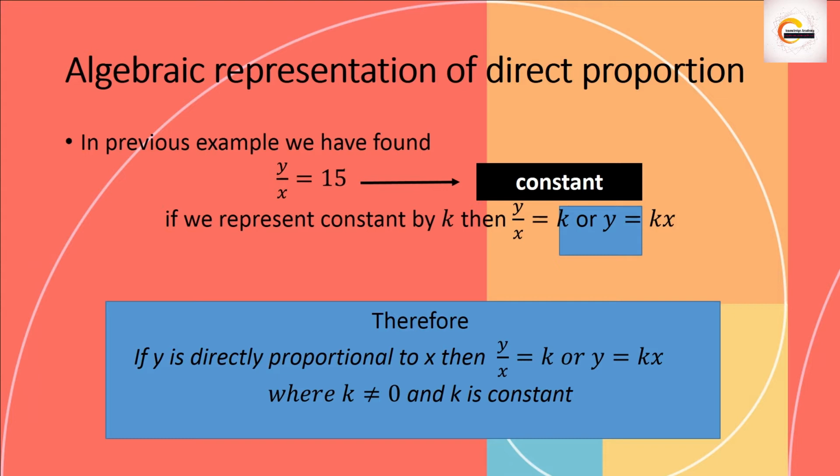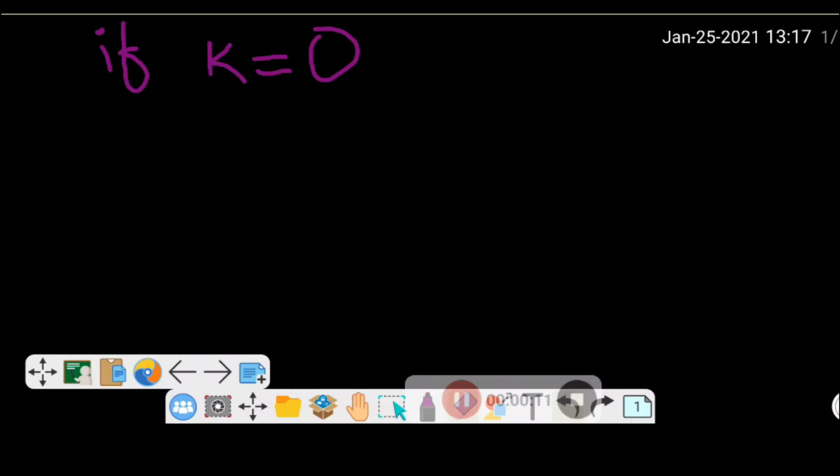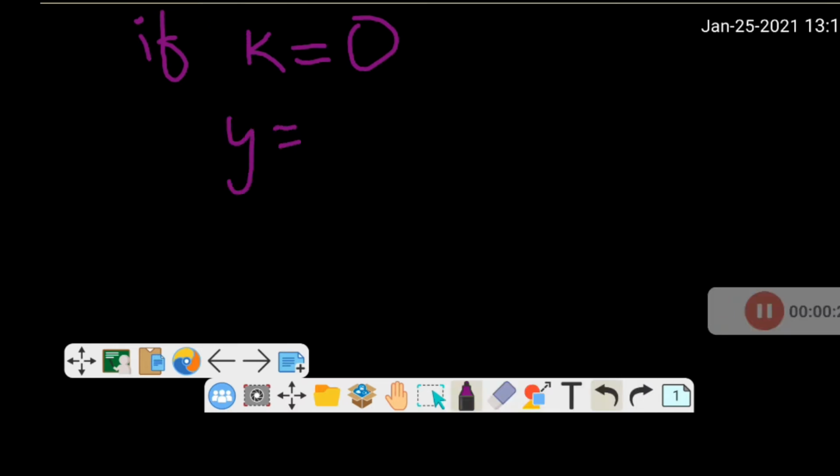Therefore, if y is directly proportional to x, then y upon x is equal to k, or y is equal to kx, where k is a non-zero number and constant. If we substitute k is equal to 0, what will happen to our relationship y is equal to kx? So let's put 0 and then let's see what happens to the relationship.